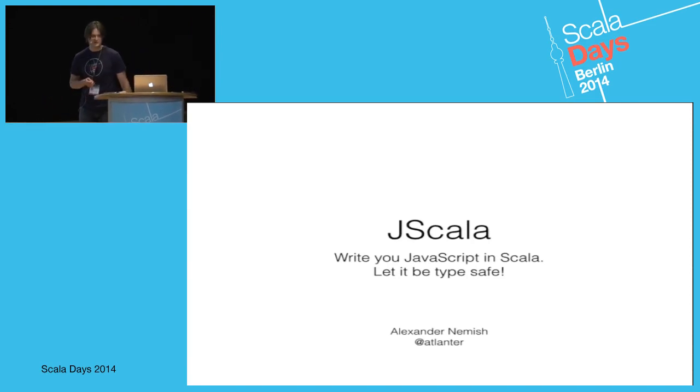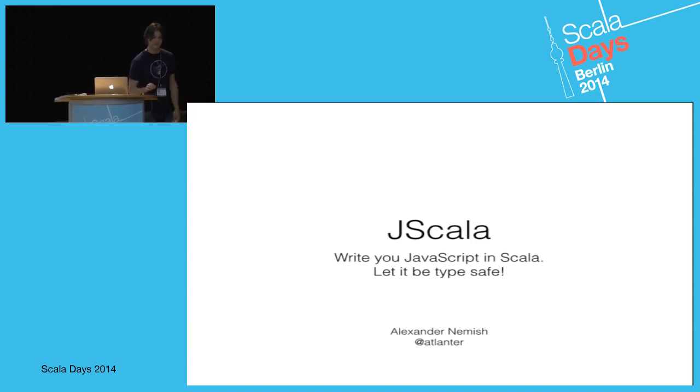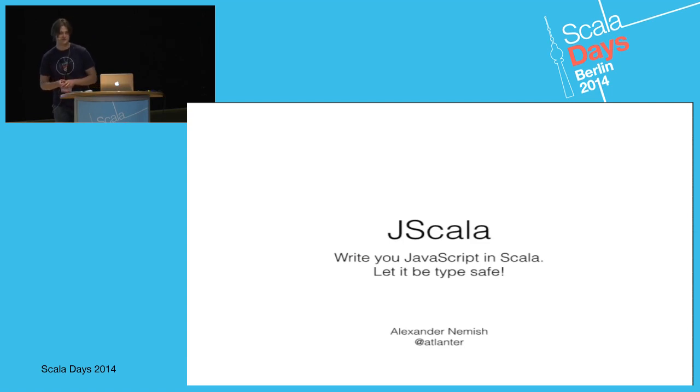Hello, my name is Alex Nemish, and I've been interested in working with Scala for several years, and I find this language very, very good, very interesting. It's feature rich, though it's concise and well done. The only feature I was missing in Scala these years was actually a macro system. And when I heard that it was going to be introduced and then got introduced into the language, I was very excited. And I thought, what interesting and cool thing can be implemented with this macro system? That's basically how JScala was born.